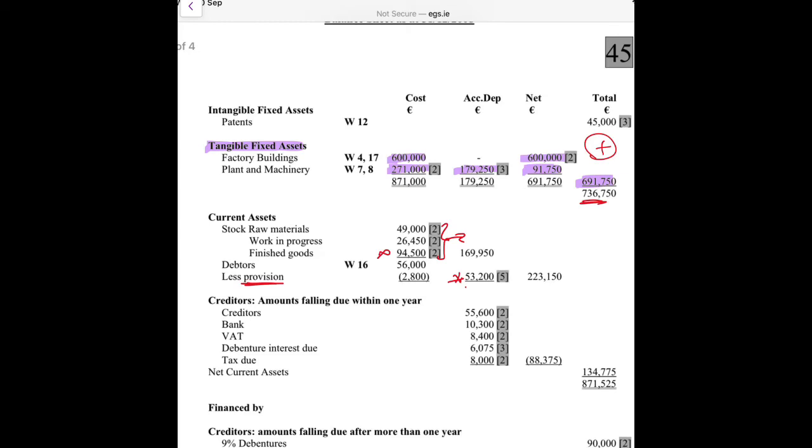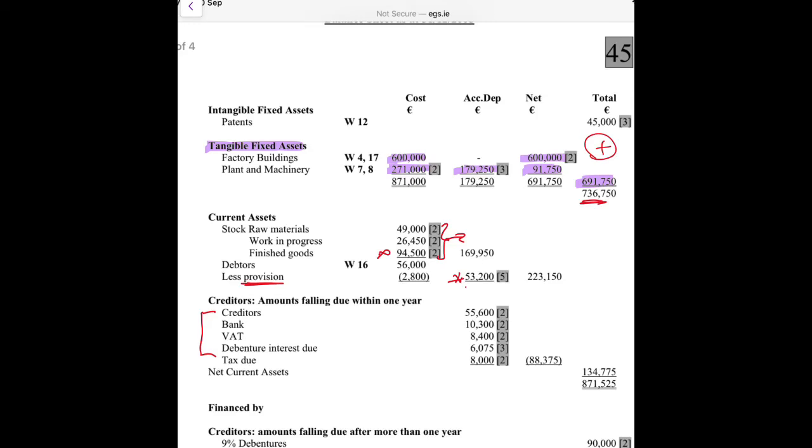Next is your current liabilities, but you need to be using the correct heading, which is creditors. So creditors is someone that we owe money to. The amounts falling due within 1 year. So all of these things are things we need to pay within 1 year. We need to pay our creditors €55,600. We need to pay our bank with 10,300.